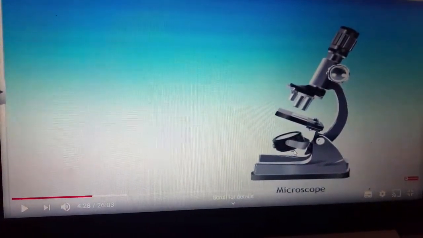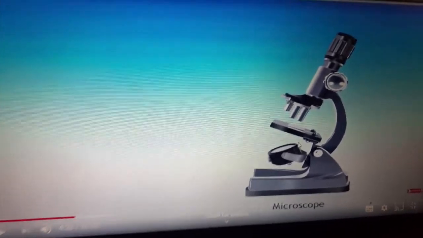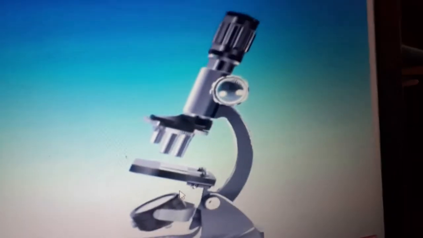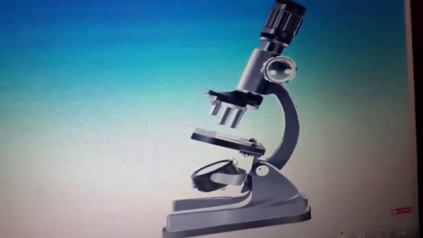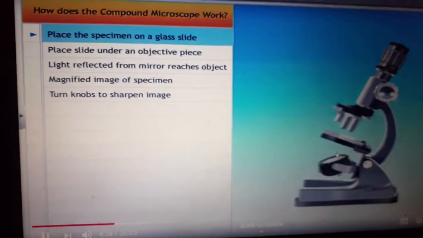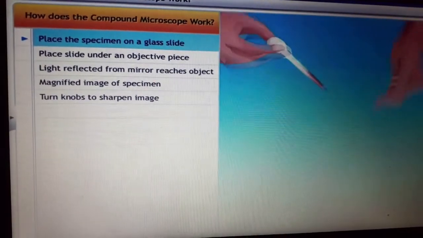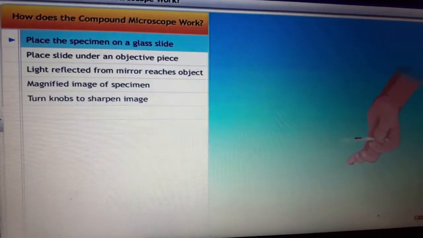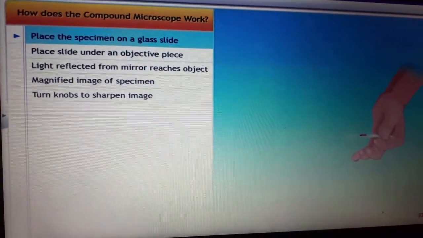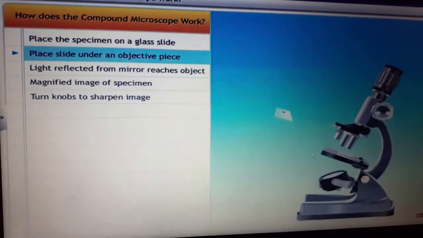So this is the structure of a microscope. It was one of the greatest inventions to see how the cells are. So let's see the structure of a microscope. Let's see how a compound microscope works. The specimen to be observed is placed on a glass slide. The slide is then placed on the stage under an objective piece.